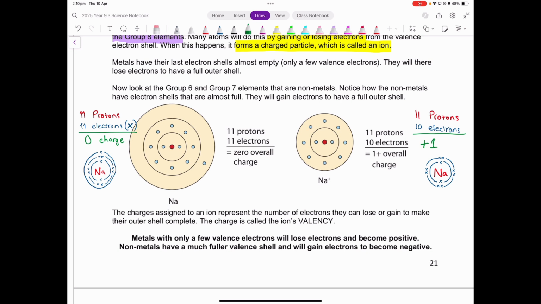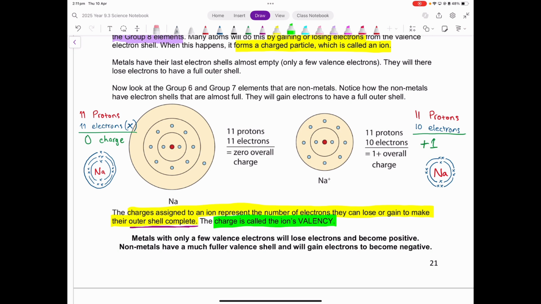Okay. So we're about to introduce a word here to describe this. While we said earlier a charged particle is an ion, when we talk about these, the charges assigned to an ion represent the number of electrons they can lose or gain to make their outer shell complete. Everyone wants to do this. Every element wants to be like a noble gas. They want their outer shell to be complete. And we refer to the charge as the ion's valency. So the charge of something is known as its valency.